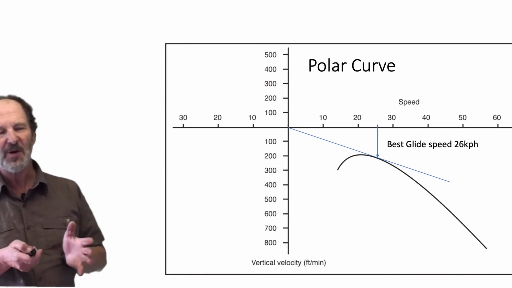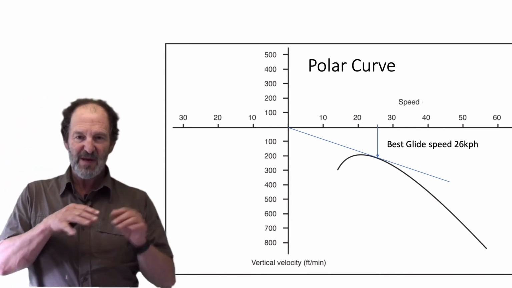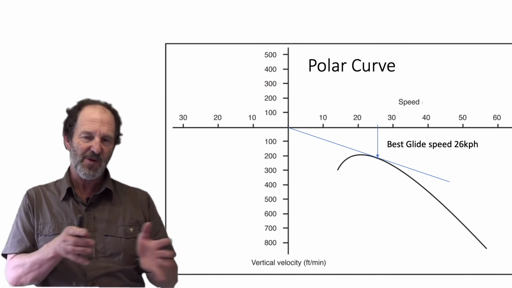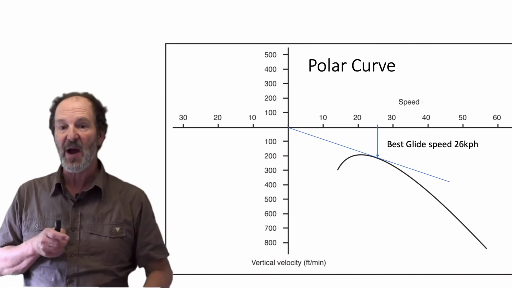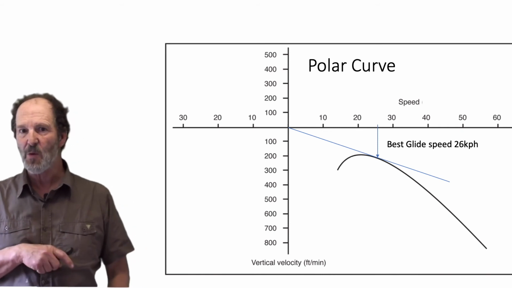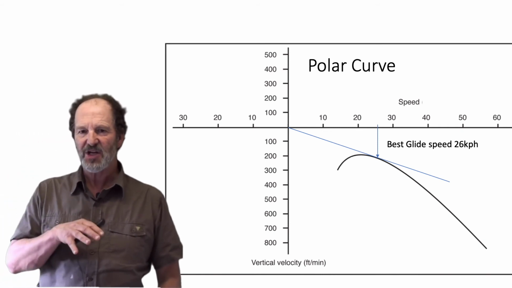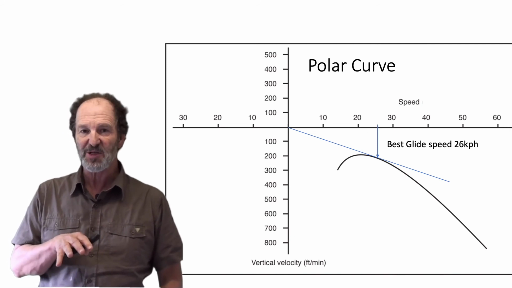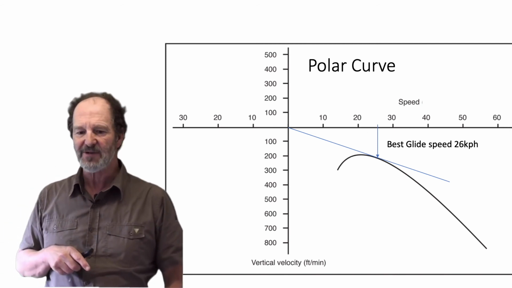So that's fairly typical. The actual minimum sink rate is slightly slower than the best glide. So they do move around a little bit. So this introduces an interesting piloting conundrum. We don't actually fly at one speed all the time. Essentially, we fly at minimum sink rate when we're in lift, and we want to stay in that lift as long as possible, or maximize it, stay up for as long as possible.